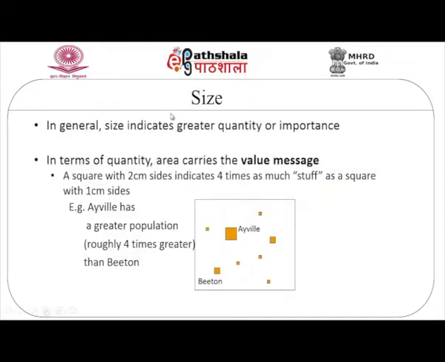Next one is size. In general, size indicates greater quantity or importance. As and when the size increases, it means that it conveys more information, or its weight is more when compared to the other types. So in terms of quantity, area carries the value message. A square with 2 centimeter side indicates 4 times as much stuff as a square with 1 centimeter side. So here, just on looking at this visual, we can tell that Ivy has a greater population when compared to another city, Beaton.